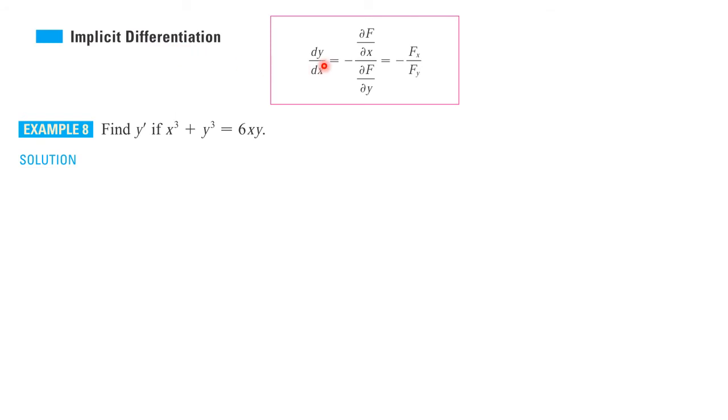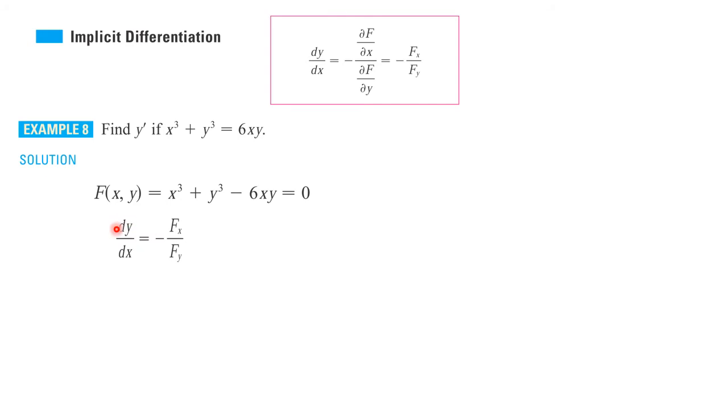Implicit differentiation: dy over dx is equal to minus partial f over partial x over partial f over partial y. Example: find y dash, or dy over dx, if x cube plus y cube is equal to 6xy. First shift 6xy to the left side, and we'll get x cube plus y cube minus 6xy is equal to 0, which is a function of x, y.